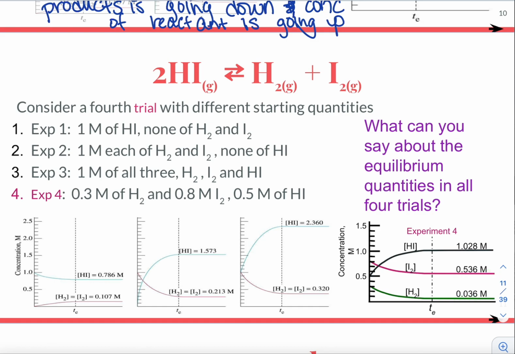So the question here is, what can you say about the equilibrium quantities in all four trials? We can see that they are all different, right? Equilibrium quantities means concentration. So equilibrium quantities here are all different, but they're going to fit the same constant. Okay, so let's talk about what that constant is. So if you want to put an answer here, you can say all different, but same constant.